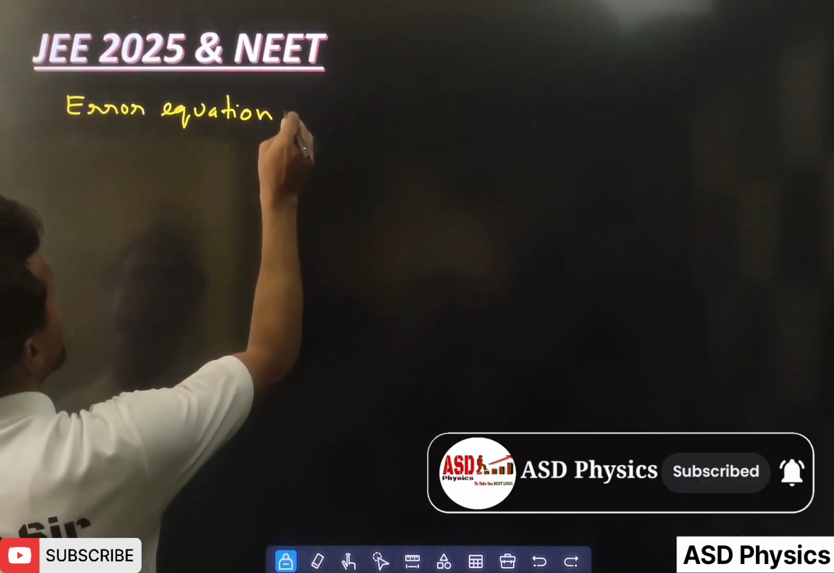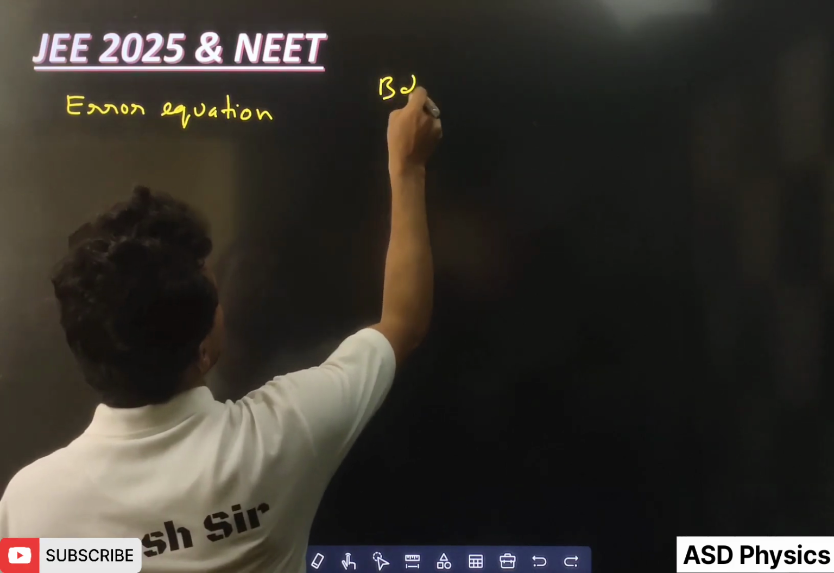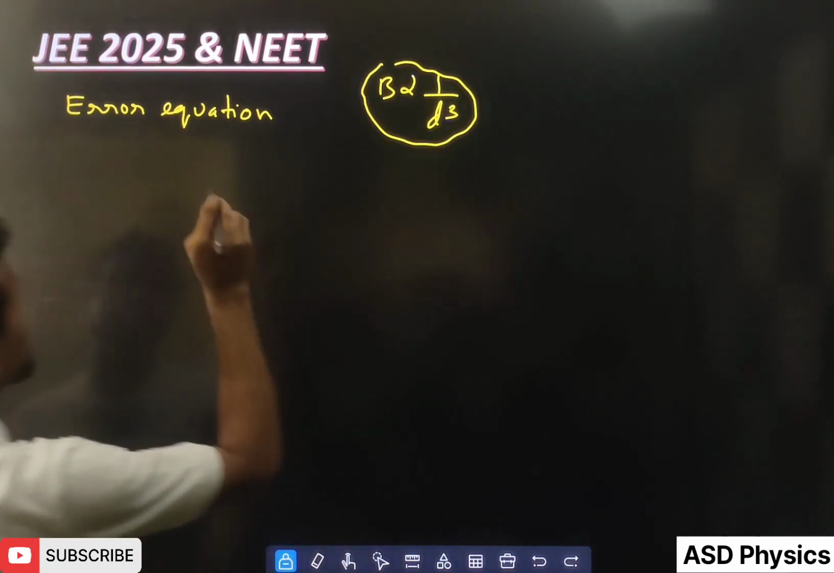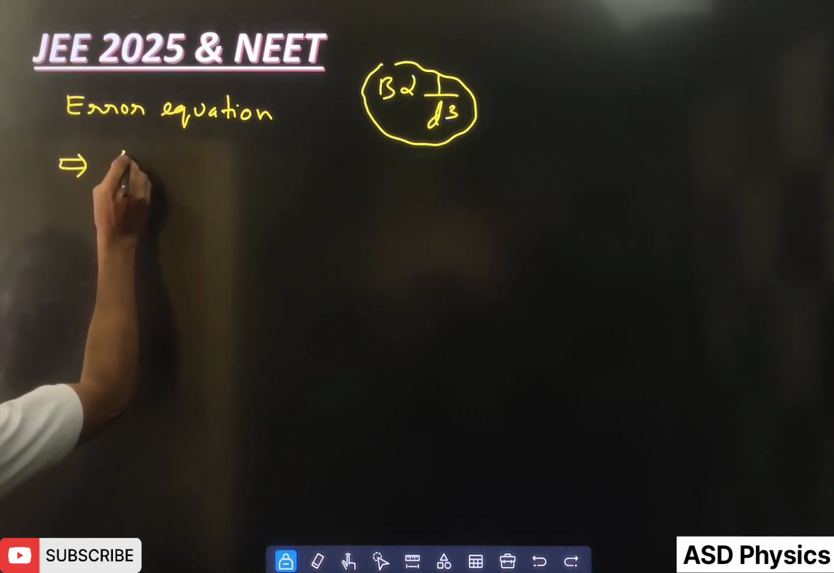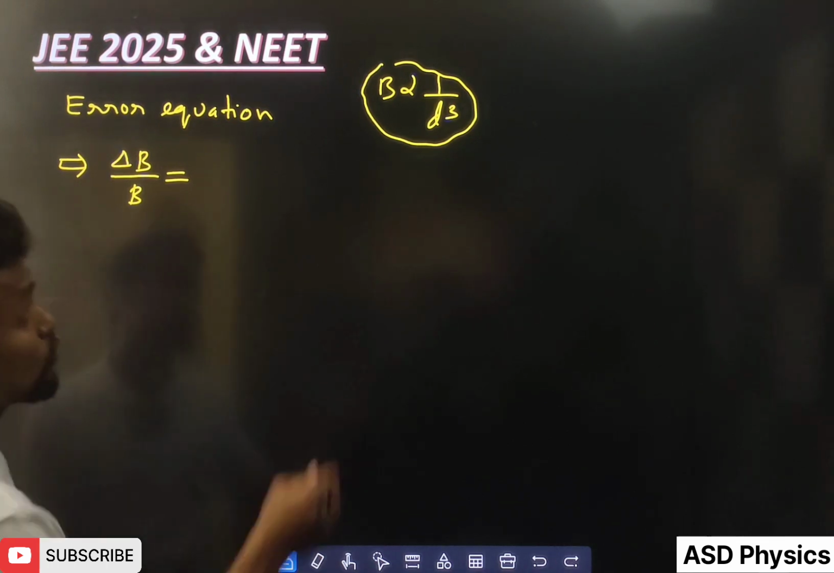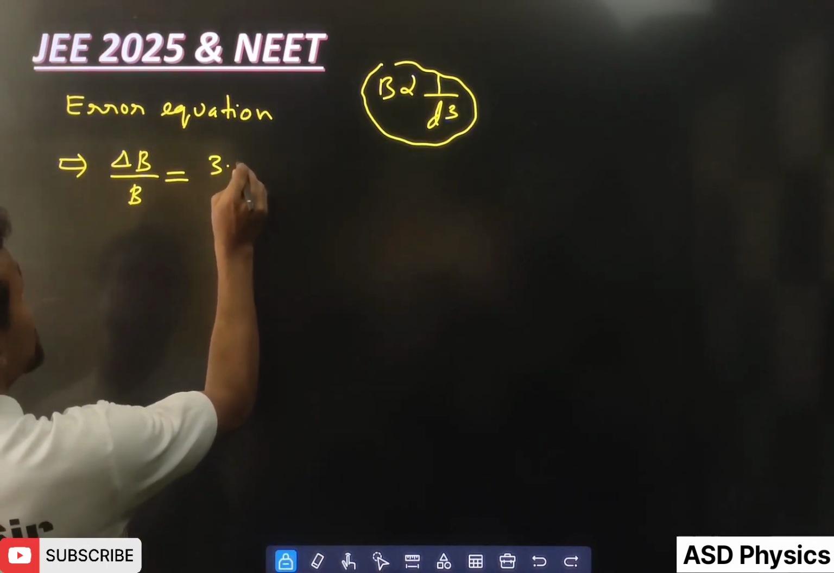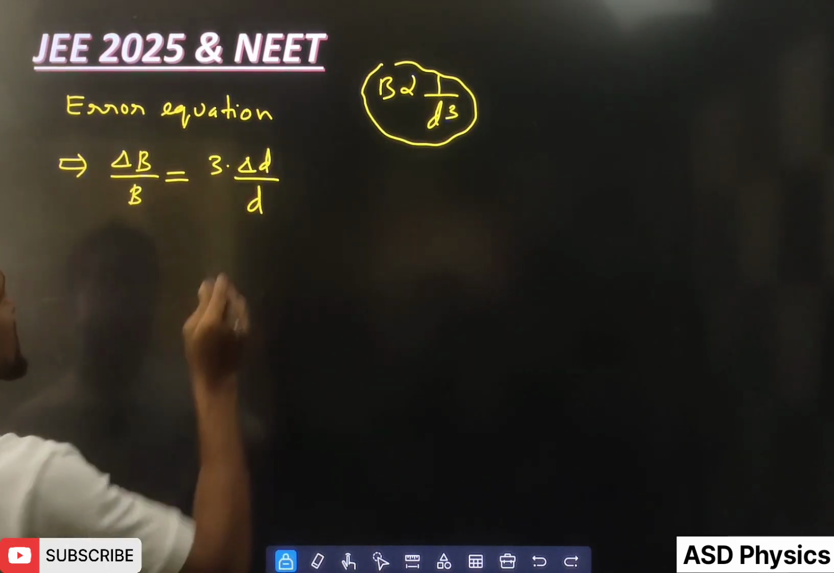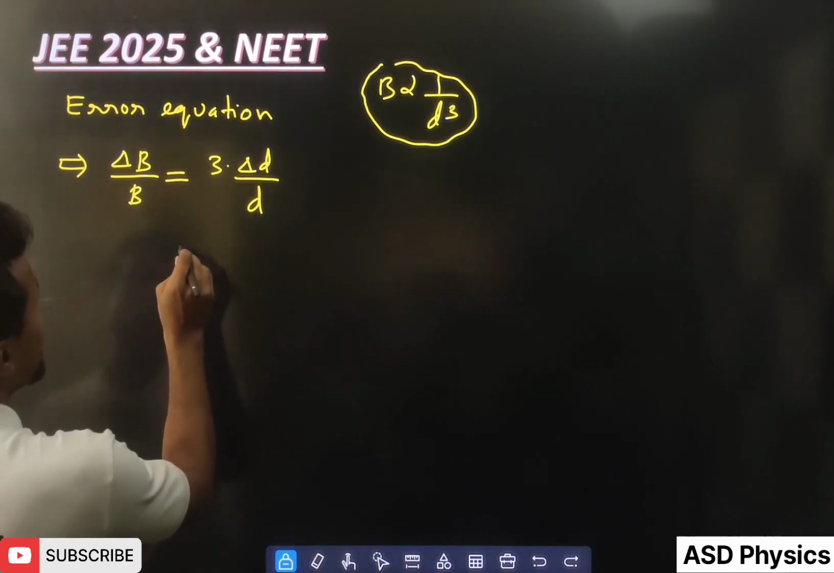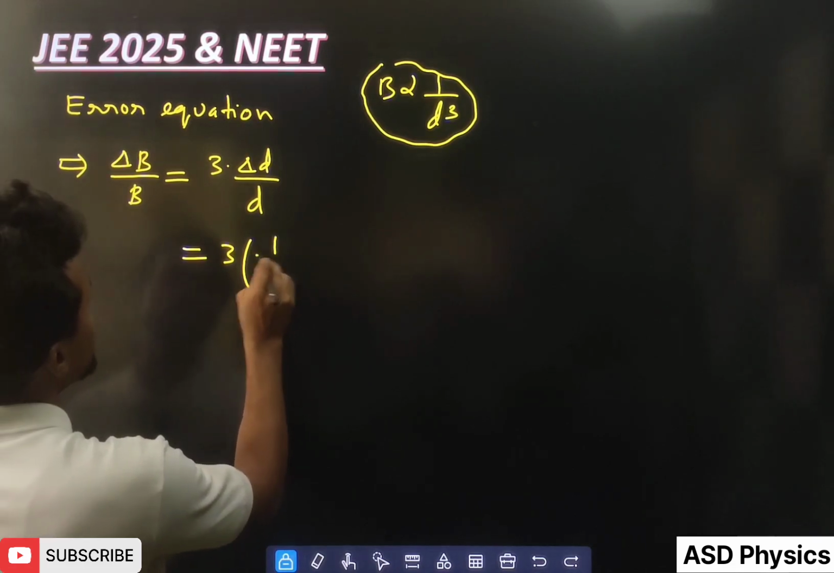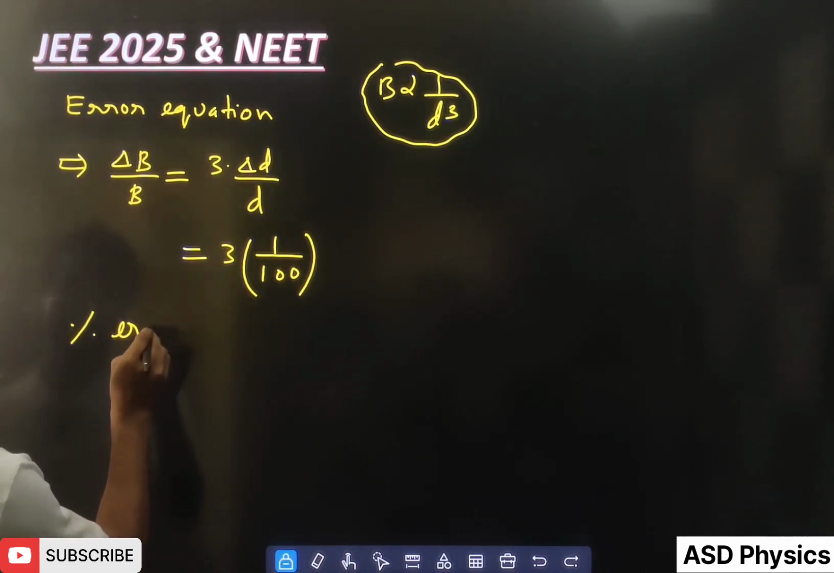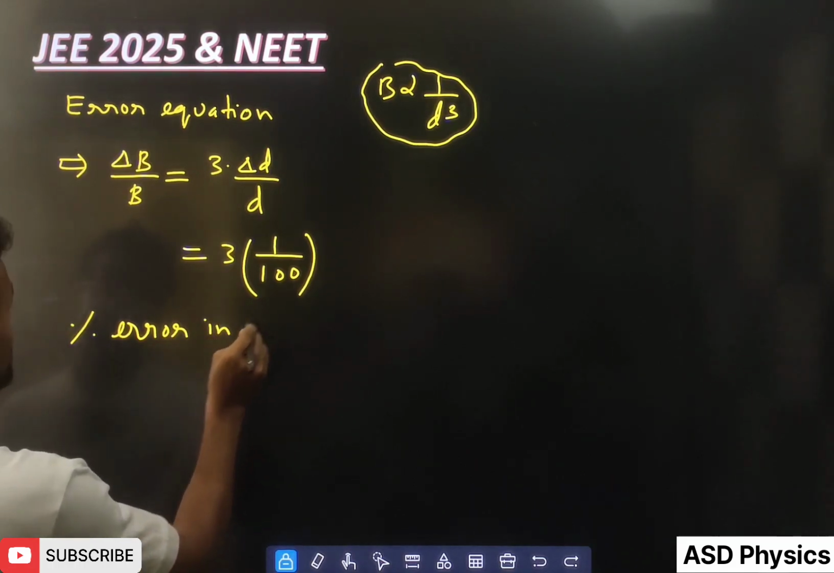Okay. So actually what we know is that B is inversely proportional to D cube. From here, if I write the error equation, it will become delta B by B is equal to 1 by D cube, that means D power cube, so it will become 3 into delta D by D. This one we have learned in units and measurement under the relative error. So 3 delta D by D, how much is given? 1 by 100.